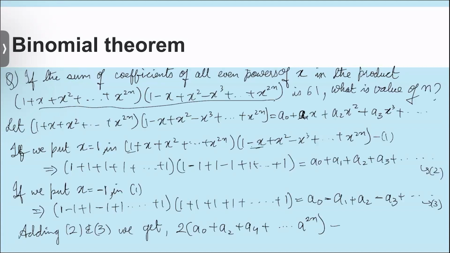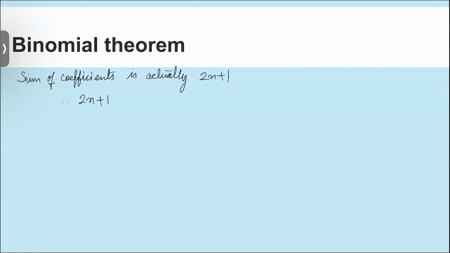Okay, this can be written as 2 into 2n plus 1. Okay, so similarly 2n plus 1 we are given as 61. So therefore your n is equal to 30. Okay, so this is the answer, the result that we get for the asked question.